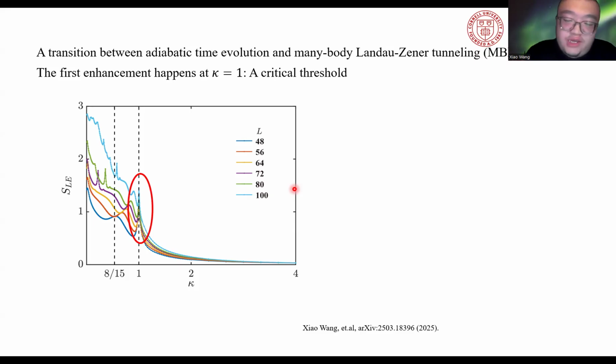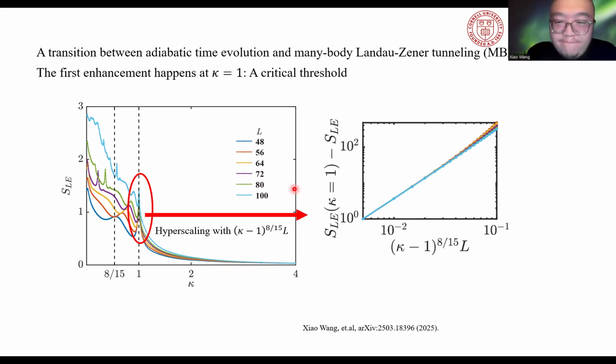Since if H is much larger than omega 0 over 2, you can just consider that the transverse field is not rotating in the XY plane, and this is just a usual time evolution process. And once H_Z is comparable with omega 0 over 2, you will find that the spectral entropy grows very fast. So you'll find that near the critical point, which is kappa equals 1, there is some hyperscaling behavior of the spectral entropy.